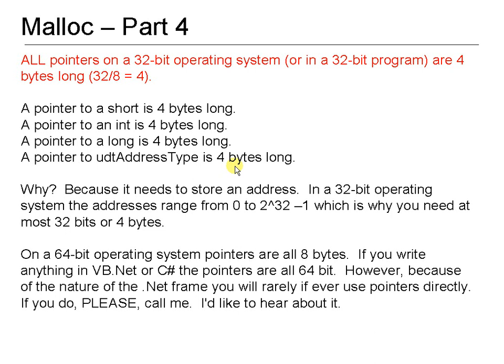Now on a 64-bit operating system, all pointers are 8 bytes. That's because 64 bits can be covered in 8 bytes. Now if you write anything in VB.NET or C#, the pointers are all going to be 64-bit, and the compiler is going to take care of that for you. However, because of the nature of the .NET framework, you will rarely, if ever, use pointers directly. If you do, please call me. I'd love to hear about it.